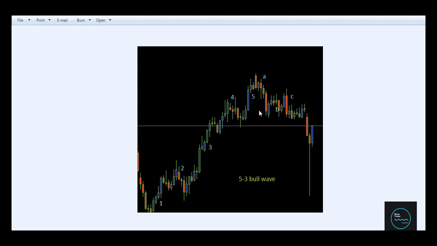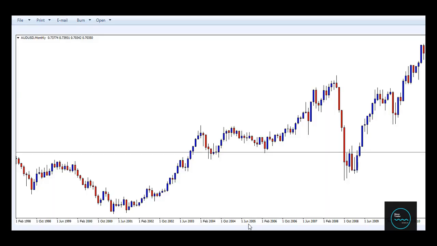It's not always going to look like this, and I want to prove this to you. What do you see on this chart? Can you identify the 5 waves of the Elliott bull wave here? I'm going to give you a second to look at this, and I'm going to show you how to identify it.